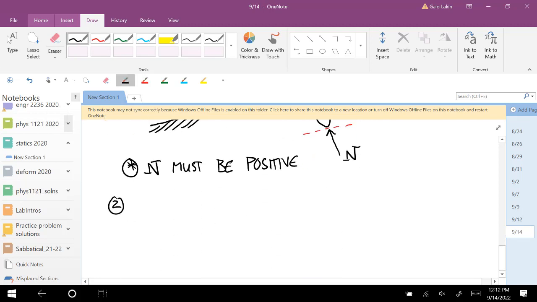The second one of these is a roller. And we're talking about a roller with no preferred direction, like a ball roller, not a wheel. A wheel has a preferred direction, so we'll get to that in a second.